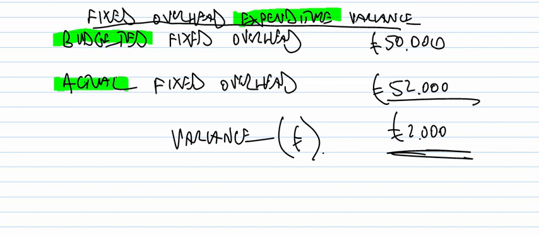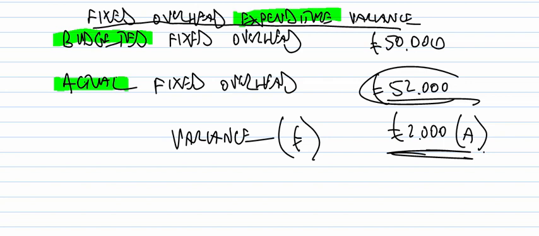Is that favourable or adverse? Well, in this case we actually spent more on our fixed overhead than we expected. We spent more on our rent than we expected. That's ultimately going to reduce our profit, so I think that's an adverse variance for the fixed overhead expenditure variance.